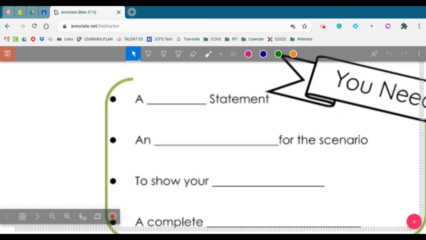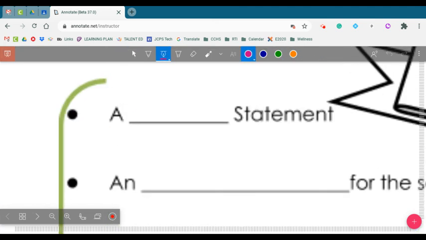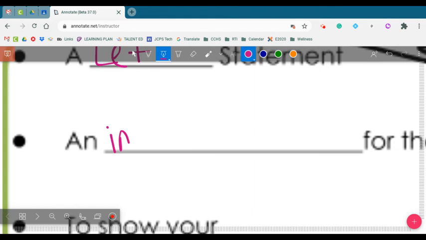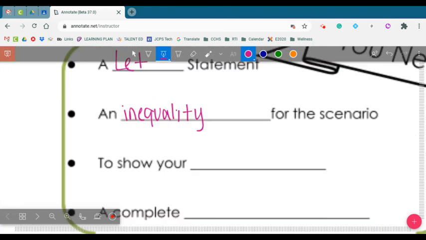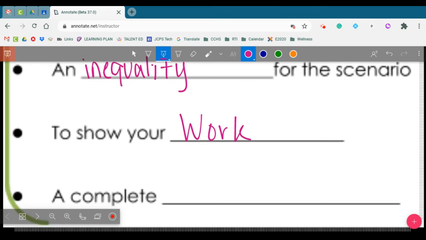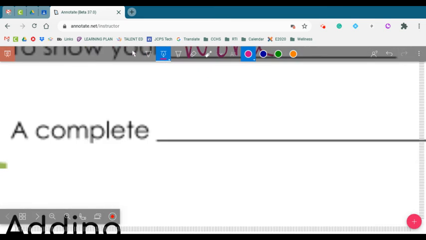Just a couple things to review: whenever we're solving word problems with inequalities, we always need our let statement, and that explains what our variable is. Then we need an inequality for the scenario. You need to make sure you show your work. And then make sure at the very end you have a complete sentence to answer the question that was being asked.